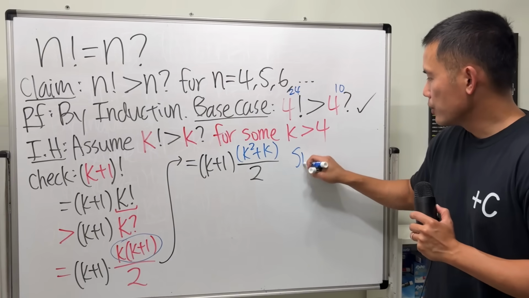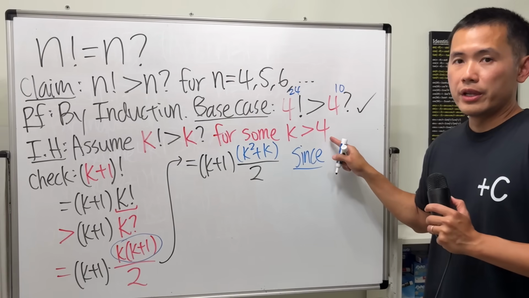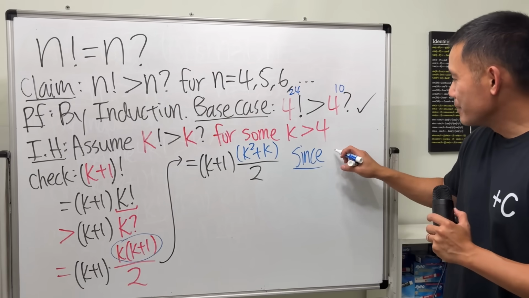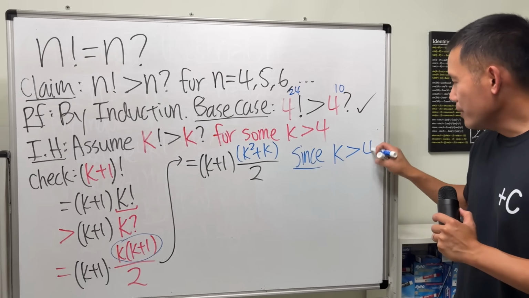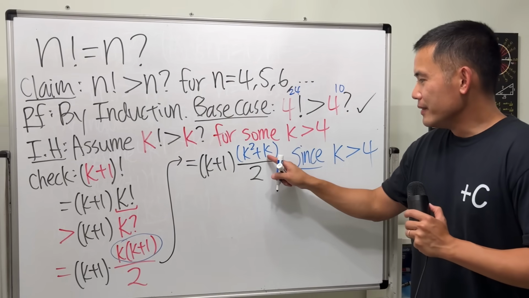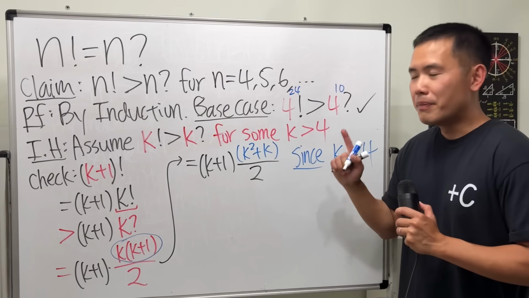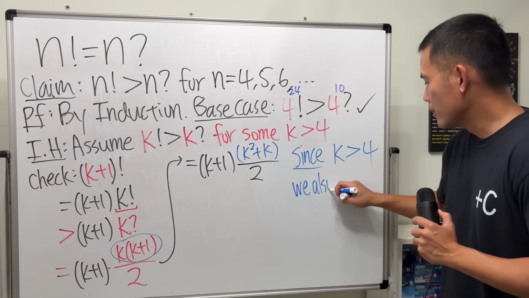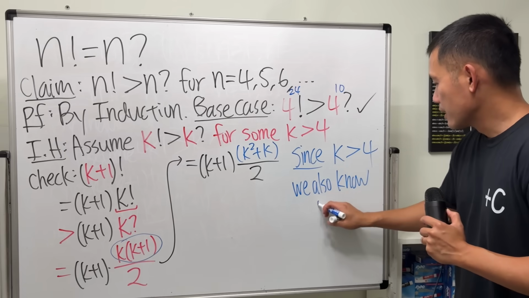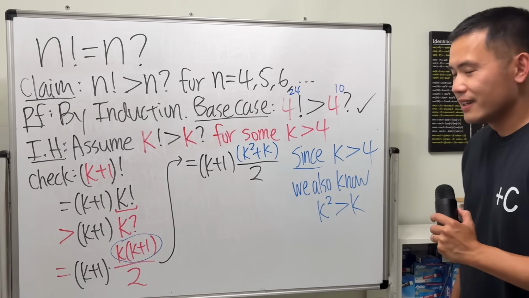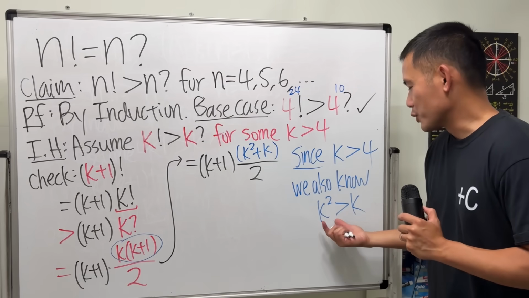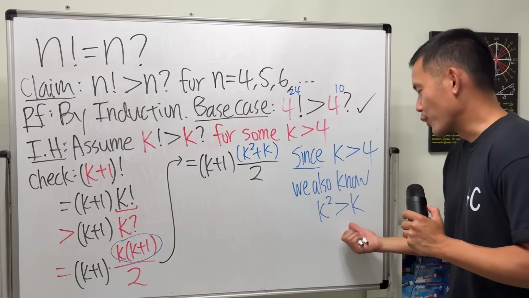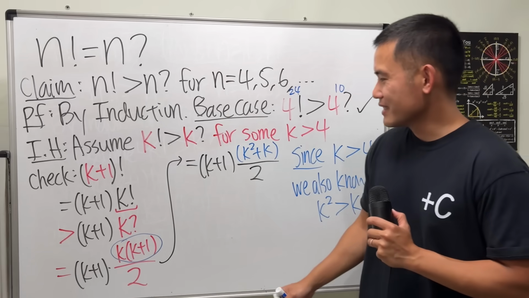So first, I'm just going to use this right here, because we know k is greater than 4. That's quite nice. Since k is greater than 4, not only can I replace this with 4, but we also know k squared has to be greater than k. And in fact, this is true when k is greater than 1, for sure. But since k is greater than 4, which is of course greater than 1, this right here is true. So check this out.